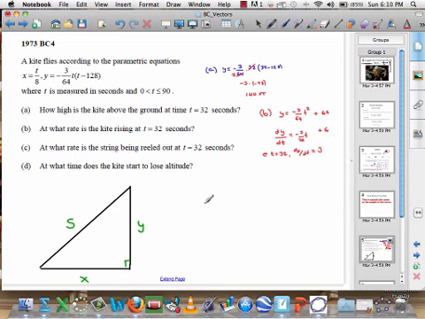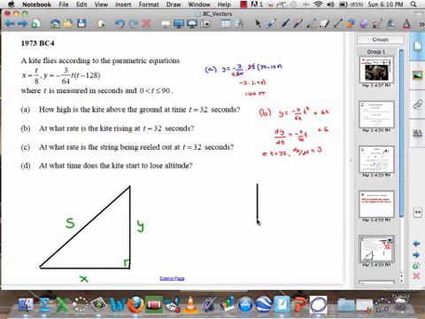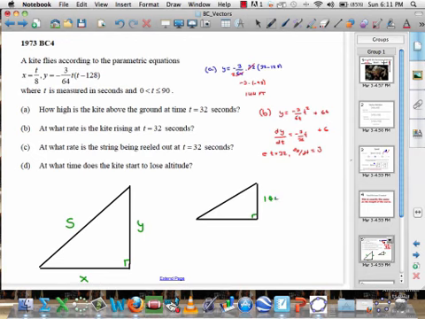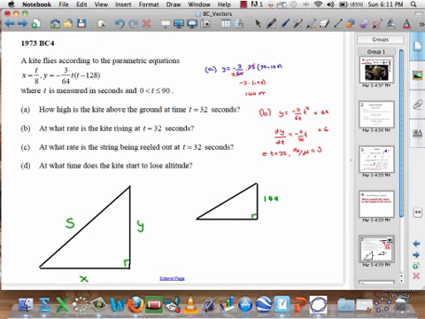Now, at 32 seconds we have some specific information. So I'll just draw another right triangle here. It's not the same one necessarily. Okay, so we've already found out that the y is 144. And I have a feeling already that my triangle is not going to be drawn to scale, so you have to forgive me on that. If we plug 32 into the x, we're going to get out 4. So at that moment, how long is the string? Well, it's going to be the square root of 4 squared plus 144 squared.